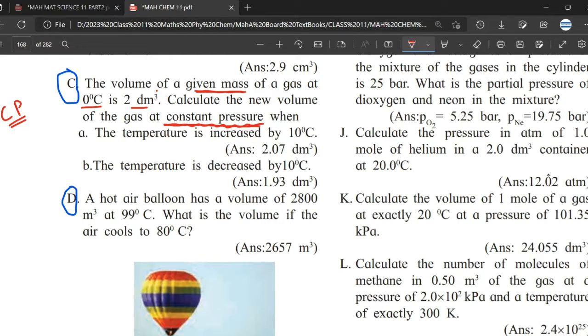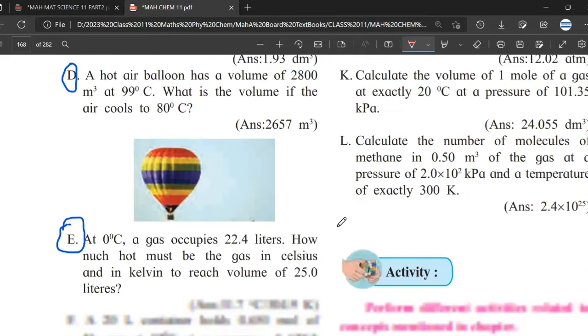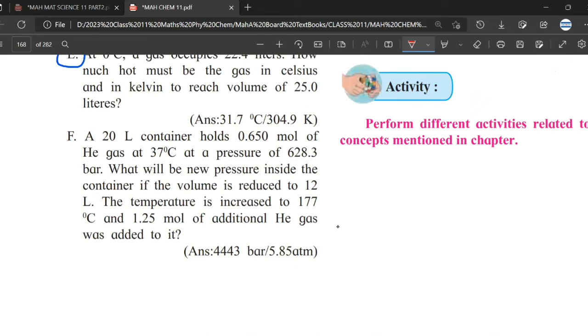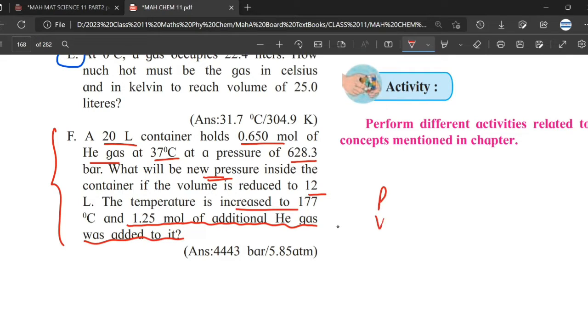Yes. Because we are doing Charles law, we know that we are doing numericals of Charles law. But in examination, we won't be aware which numerical is this. Now compare this kind of numerical with this kind of numerical. A 20-liter container holds 0.65 mole of helium gas at 36 degrees Celsius. At a pressure of this, what will be the new pressure inside the container if the volume is reduced to 12 liter, temperature is increased to, and 1.25 mole of additional helium gas was added to it. Now when they say this, again we have P, V, T and N.